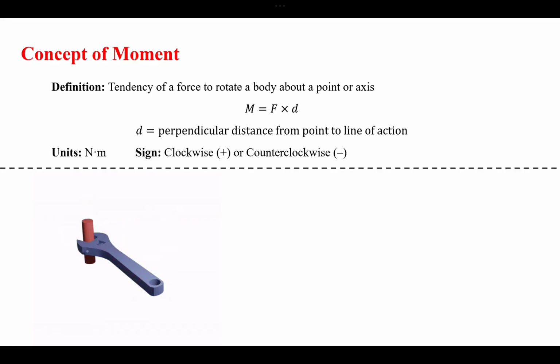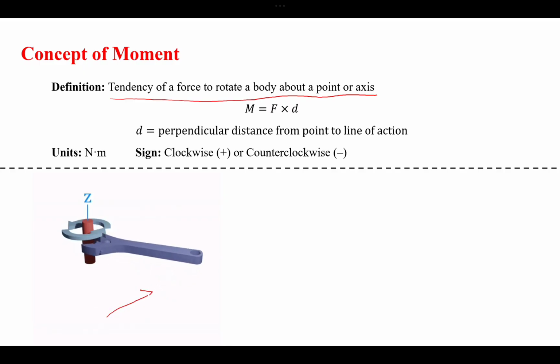So for example, we have this wrench and a force is applied to the end of the wrench, which is trying to rotate the wrench about an axis z, and there is a distance d as represented here. So this force and d both are important, but there are a few more things important. Now if you look at the definition, it says the tendency of a force to rotate a body about a point or axis. So we are trying to measure the tendency of this force that is trying to rotate a body about the axis z.